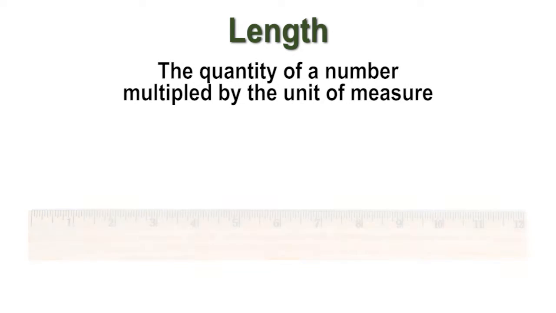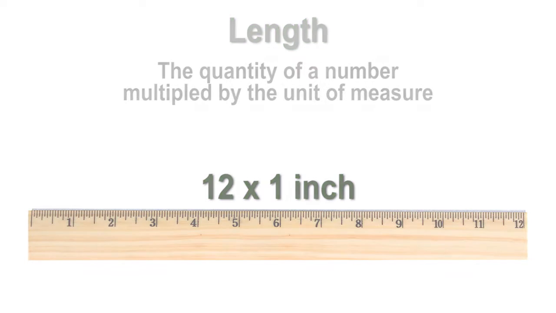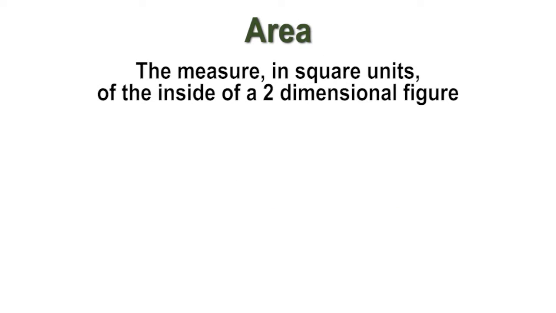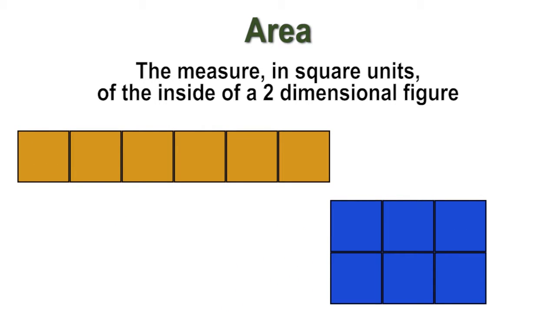Length is a quantity of a number multiplied by the unit being used to measure. For example, 12 inches is 12 times 1 inch. Area is defined as the surface area amount within a two-dimensional figure. Your child will have many opportunities to continually work with area through tiling and multiplying the two side lengths. This figure represents 1 times 6. This figure represents 2 times 3.